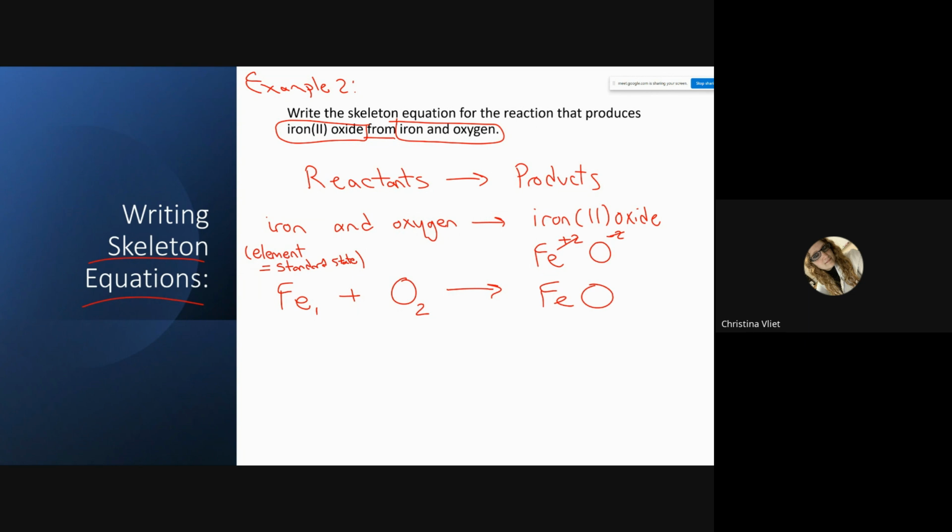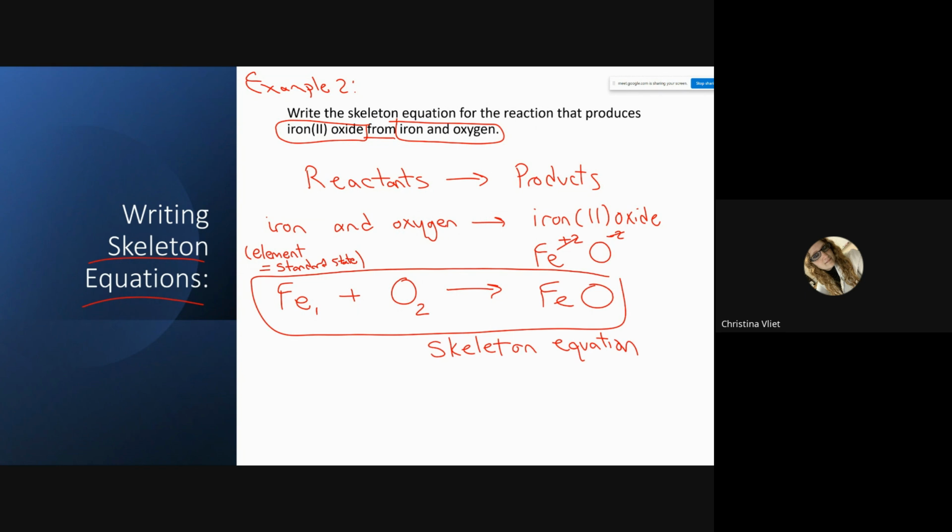That's it. Once you have the correct formulas for your reactants and the correct formulas for your products, you have completed your skeleton equation. This right here is the skeleton equation. Is it balanced? Were we asked to balance it? So you don't have to. There's no points awarded to it if it's not being asked for. So you stop here. This is the skeleton equation.